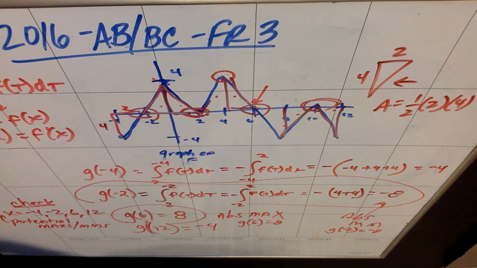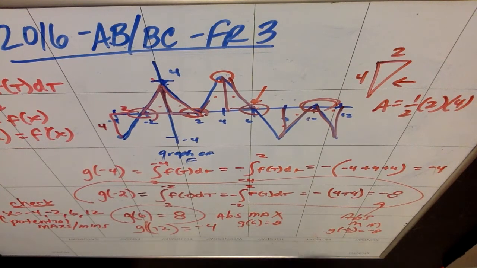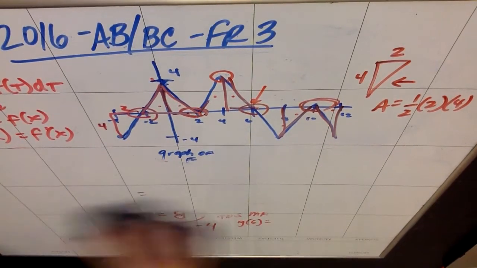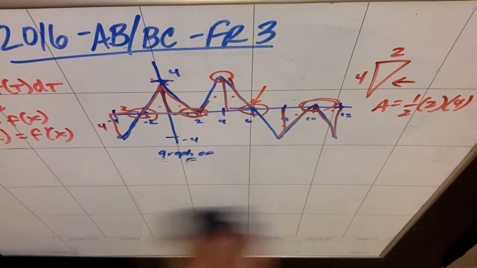All right, part D. For that same window, from negative 4 to 12, find all intervals where g of x is less than 0. Okay, so this is going to rely a little bit on that negative 4 as well. So this is mostly a logic thing.